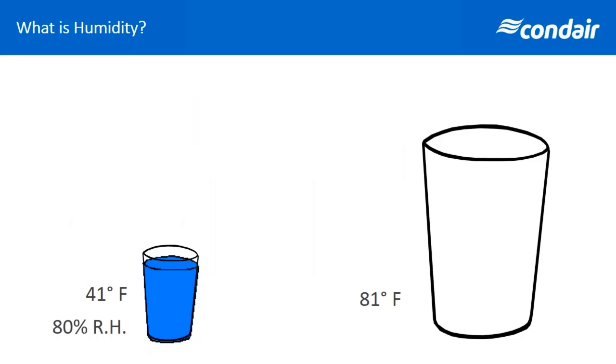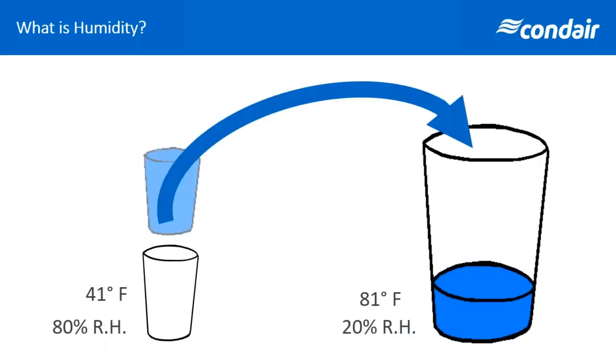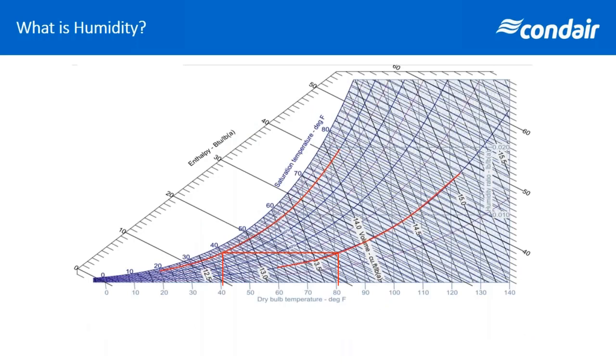So as an example, if we are at 41 degrees Fahrenheit and at 80% RH, and we increase the temperature up to 81 Fahrenheit, that would reduce the relative humidity down to 20% RH without adding or removing any more moisture from the air. So you can express this on the psych chart. The curved bands are the relative humidity bands on there, and the dry bulb temperature is at the bottom. So by increasing temperature, we move along the horizontal line between the two relative humidity bands, and you can go from that 80% to 20%.